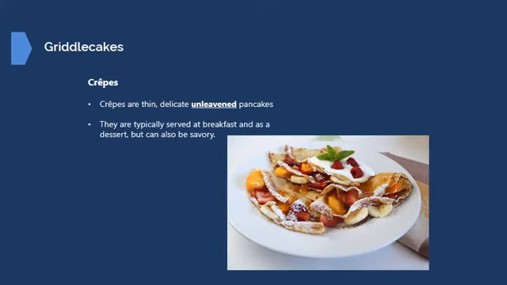Another form of griddle cakes are crepes. Crepes are thin, delicate, unleavened pancakes. So as opposed to the pancakes that we saw earlier, they had a leavening in them, whether that leavening is egg white or baking soda or some other kind of leavening. These do not have any leavening in them, so they're going to retain a very thin nature, and they're typically served either as a dessert with fruit or a compote of some kind, but they can also be served savory.